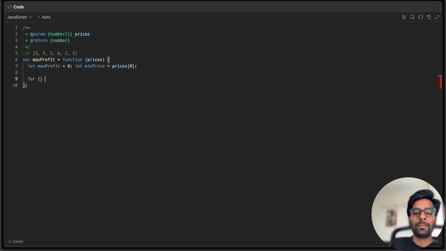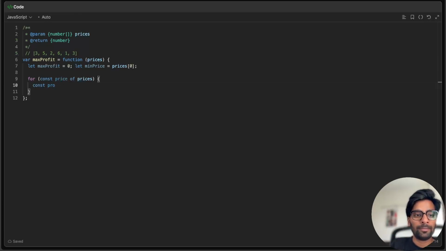And now we'll loop through the price array and look for the better cost price and better selling price, or the probable selling prices. The two things we'll be looking at are a better minimum price and all the maximum selling prices which we can get for the current minimum price. So const price of prices, I'm getting the price and these prices can act as a selling price for me. So now let's say if I'm selling on this current day, what will be the profit I'll obtain?